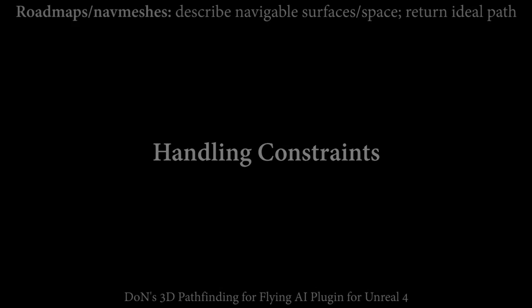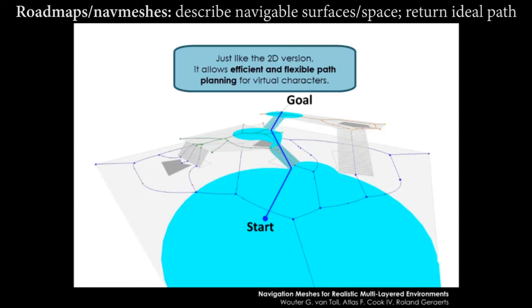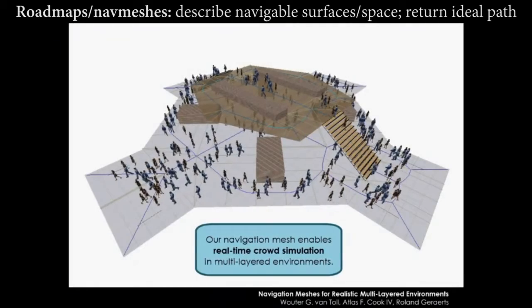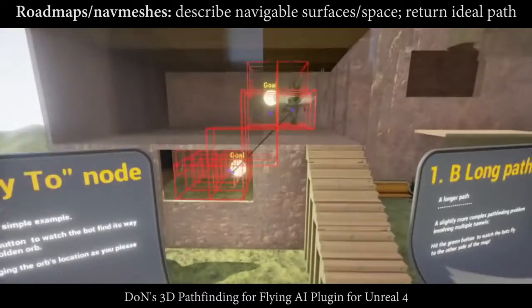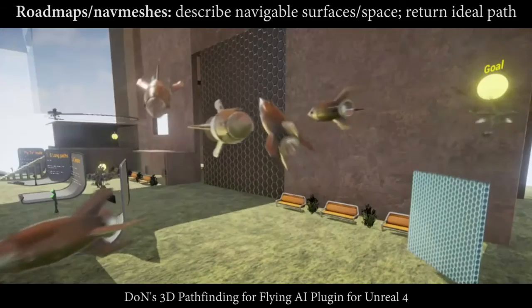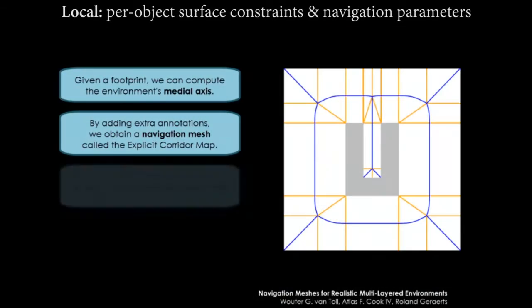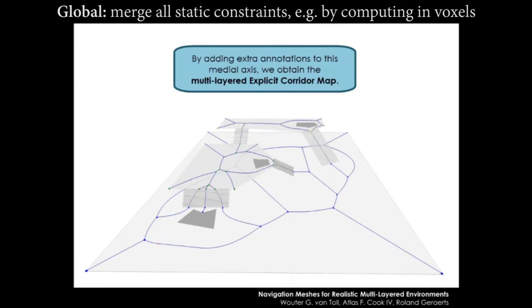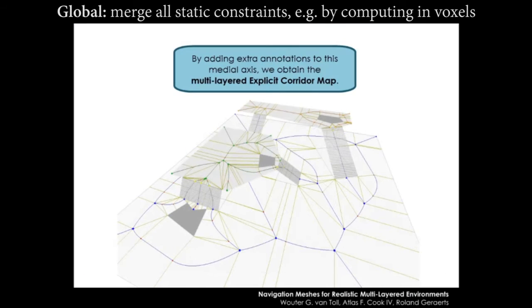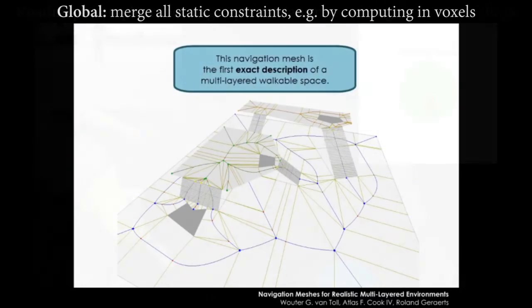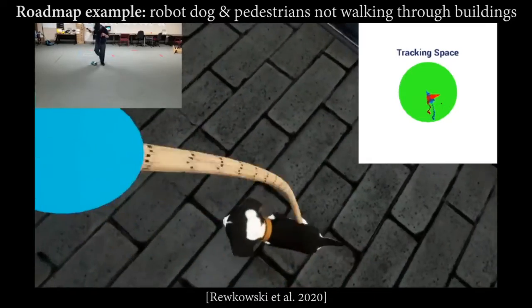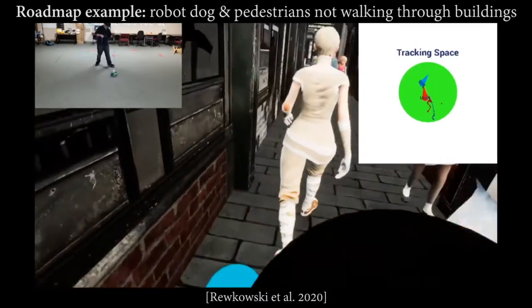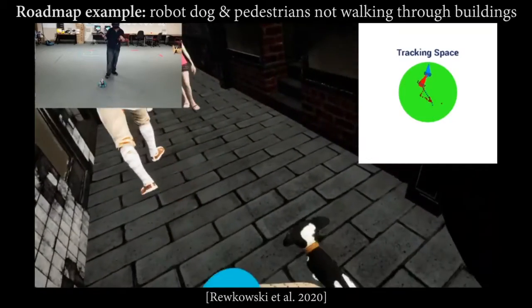With this classification framework, we can now look at some general solutions for handling constraints in different cases. In general, an agent navigates around a static constraint by using a roadmap, aka a navigation mesh, which describes walkable surfaces in the environment and returns the shortest navigable path to a waypoint. Locally, roadmaps use the static constraint surface geometry and navigational parameters, and globally, they merge all local results into a single global mixed roadmap that includes all static virtual and physical constraints. We see roadmaps used in many applications. For example, this robot dog knows how to avoid moving through buildings by using the roadmap to generate its desired path.